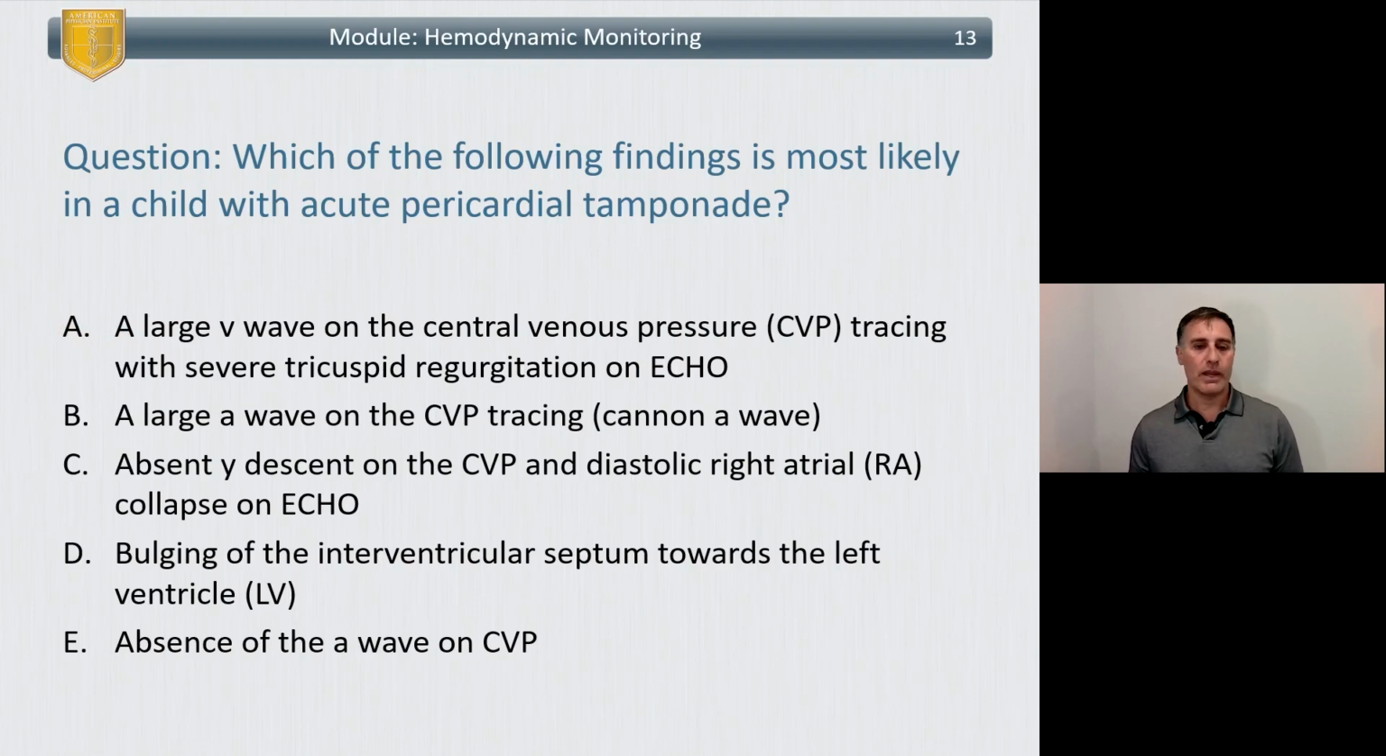A, a large V wave on the CVP tracing with severe TR on echo. B, a large A wave on the CVP tracing, so-called Cannon A wave. C, an absent Y descent on the CVP and diastolic right atrial collapse on the echo. D, bulging in the intraventricular septum towards the left ventricle. And E, absence of the A wave on the CVP.